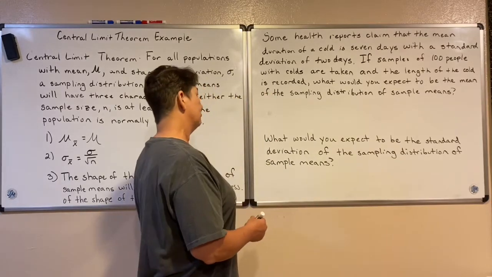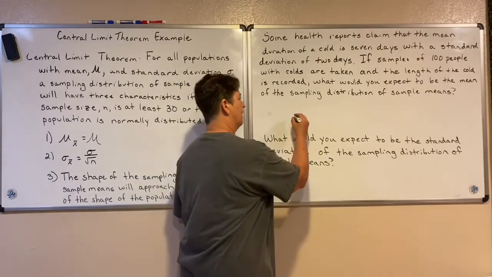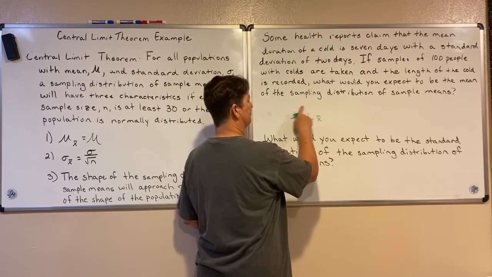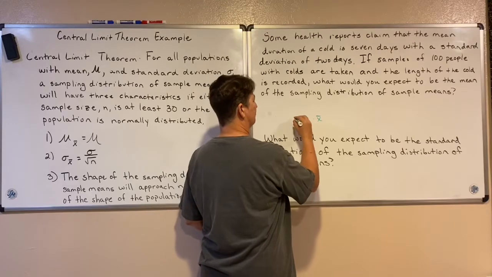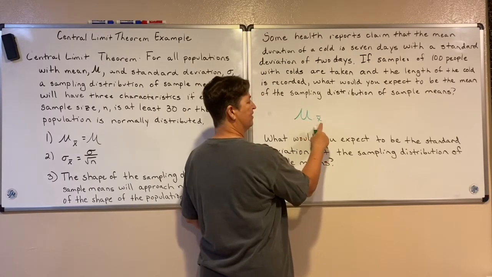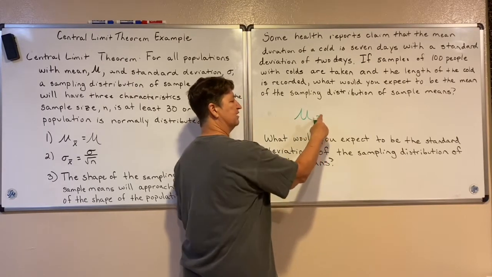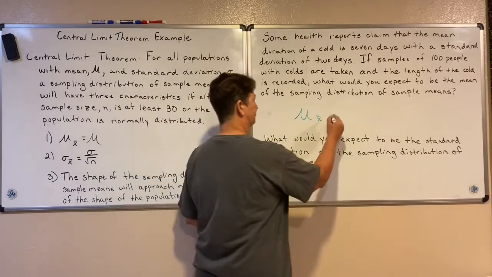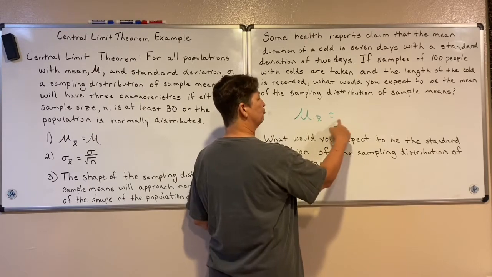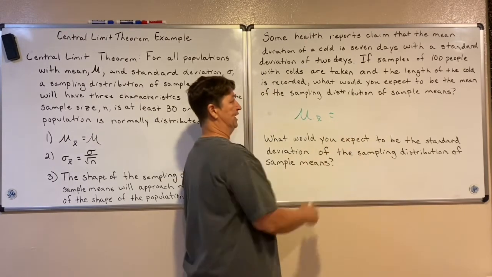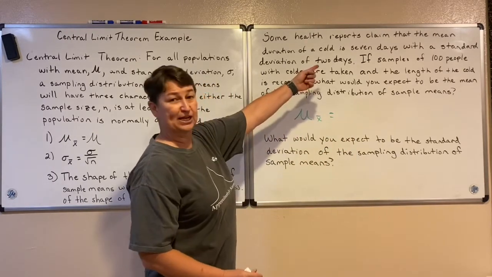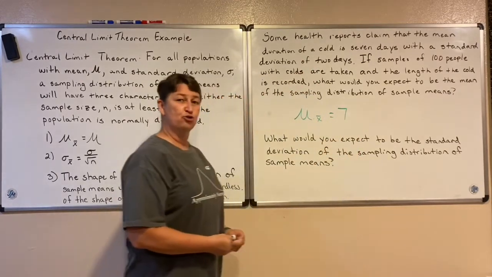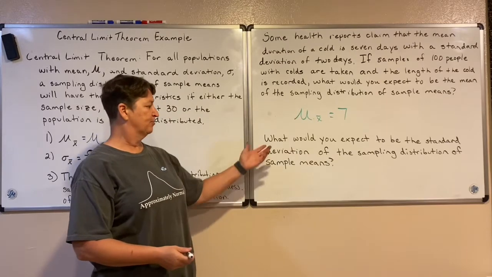And I know from the central limit theorem that the mean of my sampling distribution, this is the symbol for the mean, and this little X bar is because it's a distribution of sample means, should be equal to the population mean. Well, we know that our population mean was 7. So the mean of our new distribution will also be 7.